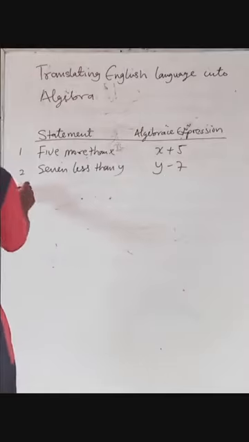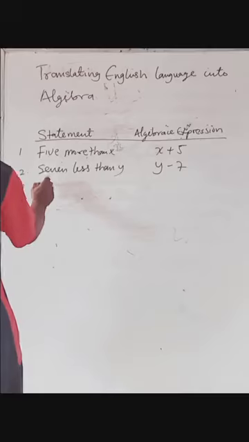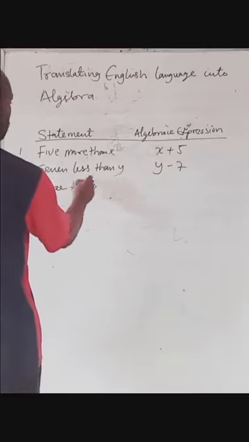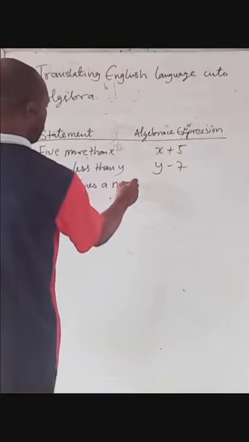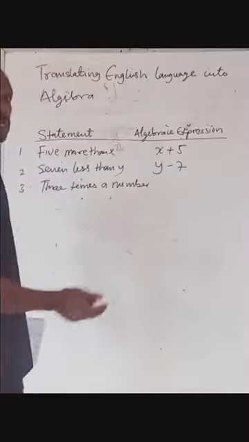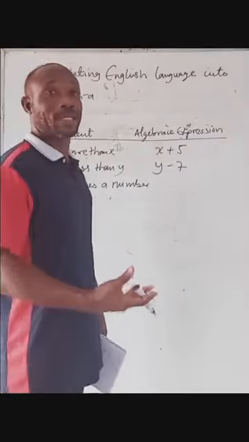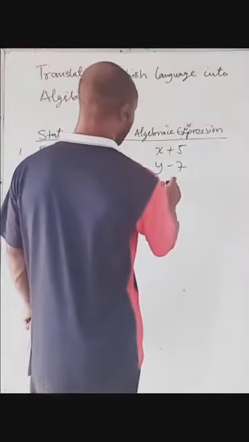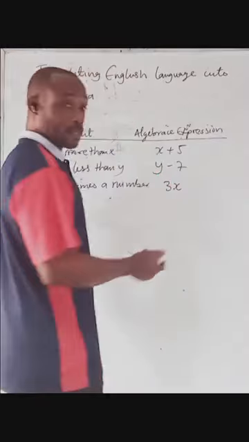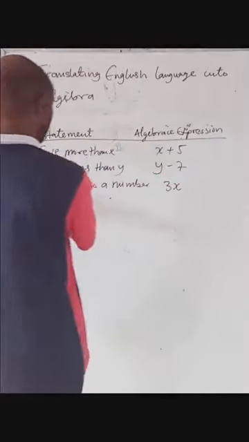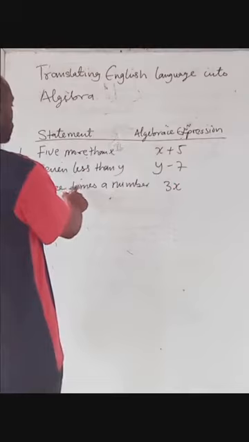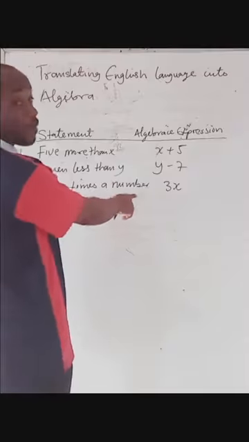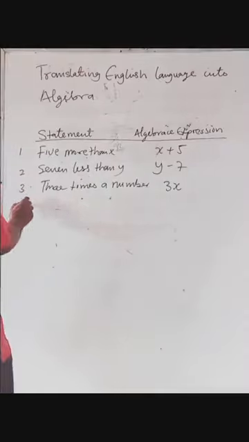Number 3, 3 times a number. 3 times an unknown number. So let the unknown number be x. So 3 times x. This is the mathematical expression. 3 times a number is equal to 3x.